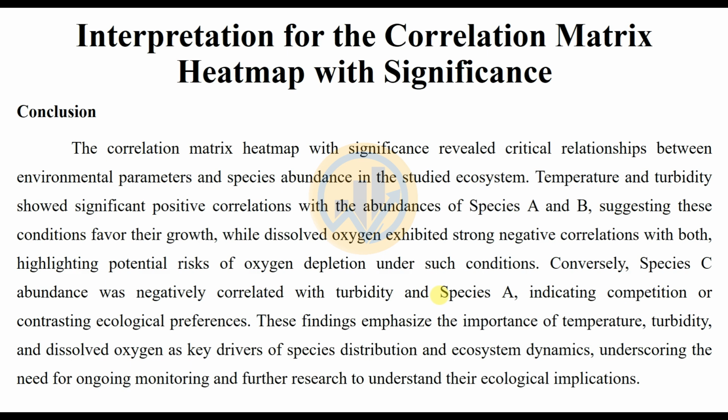Those findings emphasize the importance of temperature, turbidity and dissolved oxygen as key drivers of species distributions and ecosystem dynamics, underscoring the need for ongoing monitoring and further research to understand their ecological implications. This is the interpretation of the correlation matrix heat map with significance.